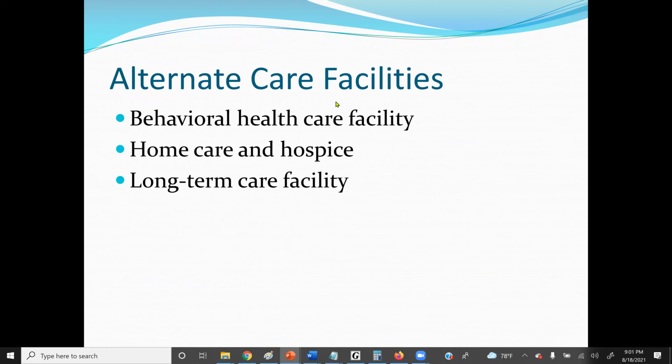We also have alternate care facilities such as behavioral health care facilities. Normally these facilities are for mental illness or mental care. And also we have home care and hospice. These are for the aging population that need more assistance in their everyday life activities. We may also have long-term care facilities for, again, patients that need long-term care for a specific injury or disease that may, again, last for a long time.